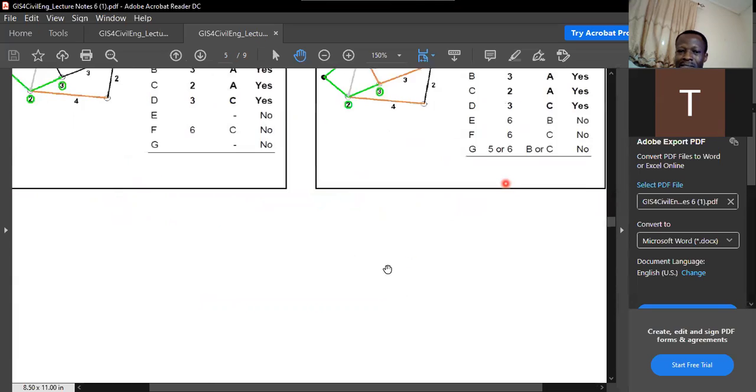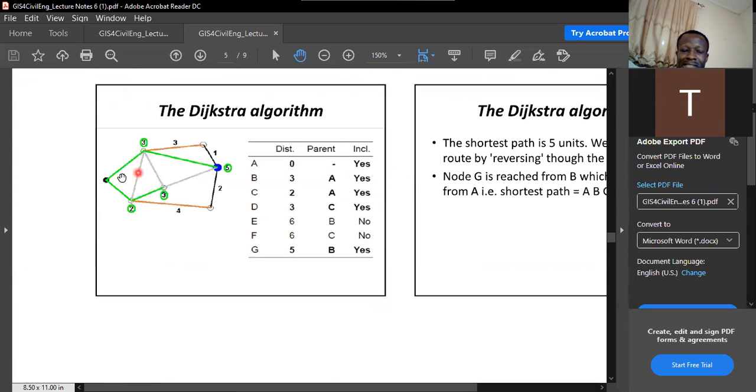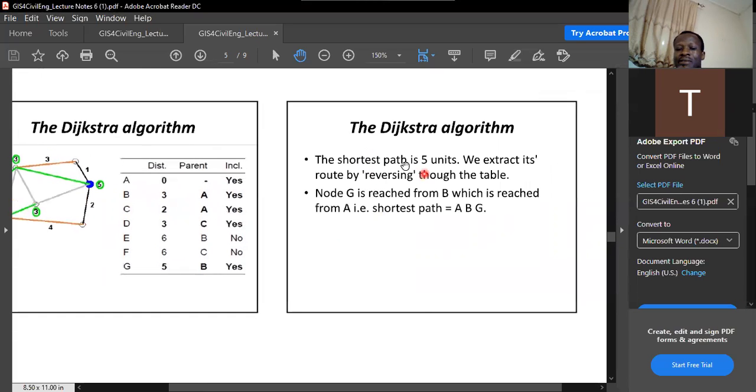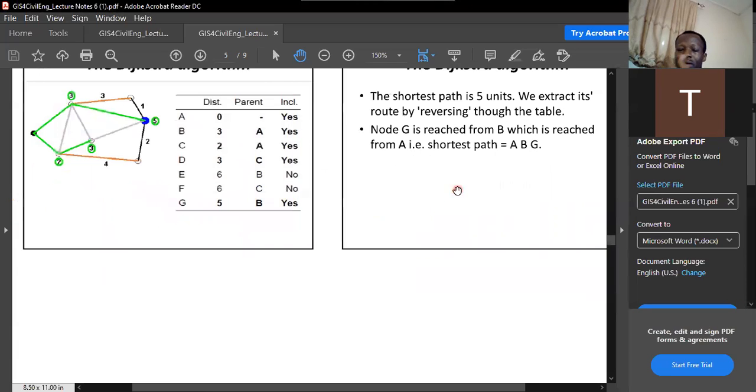So we just keep summing it till we get to our final destination and realize that actually the shortest route is this one here. Even though I started by trying all these other ones, this link can easily be what determined it, if you go through the process of selection the way we did it. And then you are done. Basically, that's that for the Dijkstra algorithm. So we can now say the shortest path is 5 units, and then we can extract the route and reverse through it, working our way backwards.